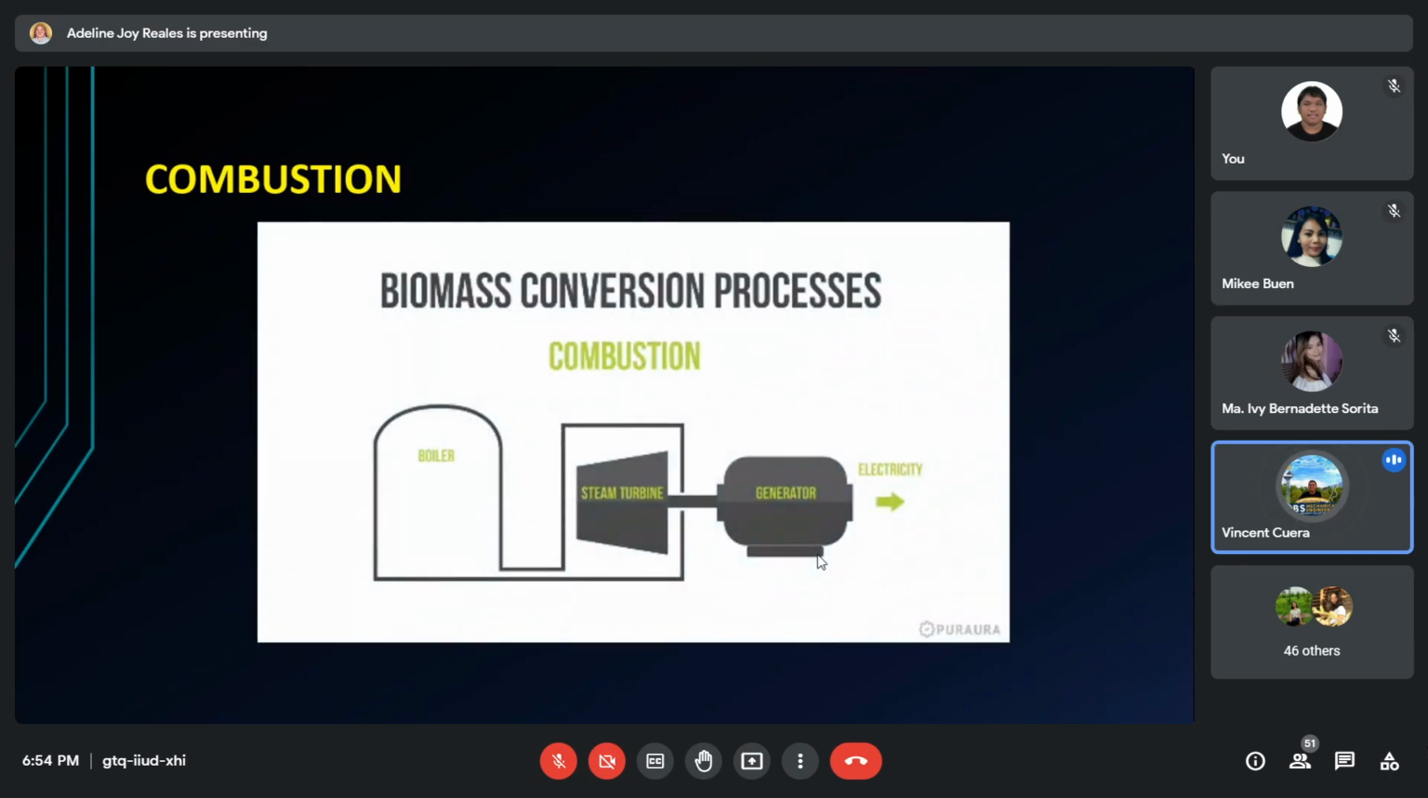So this po is a simple diagram showing the combustion process. So the steam turbines will power up a generator producing po electricity.